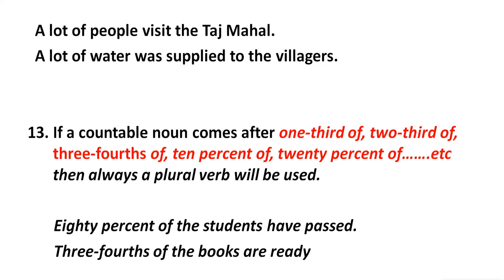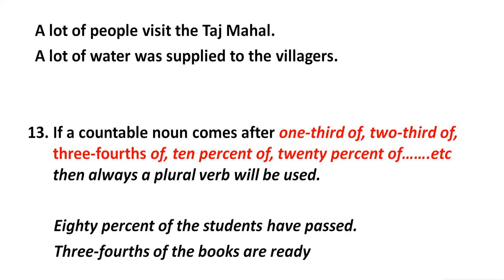So when we are framing these types of sentences, we have to be very careful. We have to see which noun is actually following 1/3 of, 2/3 of, 3/4 of, 10% of, 20% of. हमें ये देखना है कि ये जो 20% of, 10% of, इनके बाद कौन सा नाउन यूज हो रहा है. अगर काउंटेबल नाउन यूज हो रहा है तब हम प्लूरल वर्ब के साथ जाएंगे.